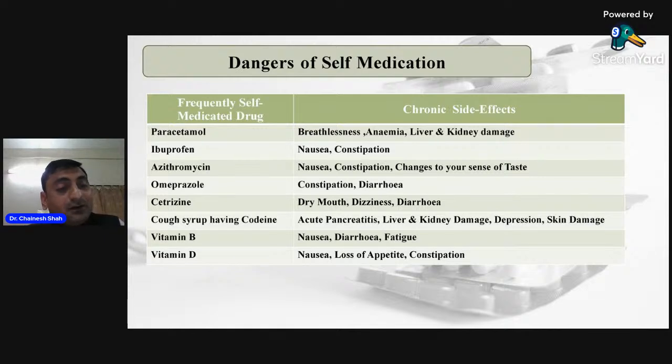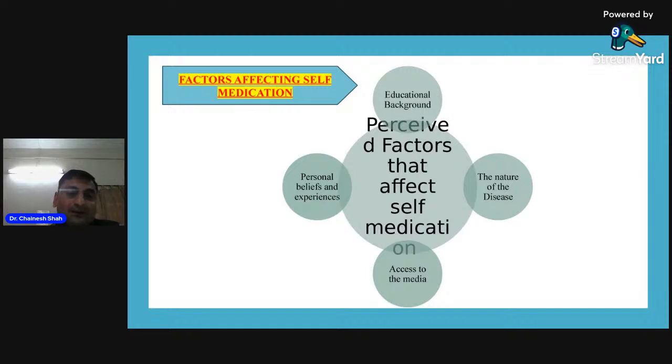Then only a doctor can understand whether it is working. In case of an antibiotic, if it is not working, he can go for some other antibiotic, right? So these were some common, frequently used or self-medicated drugs. The example I have taken is with its chronic side effect.